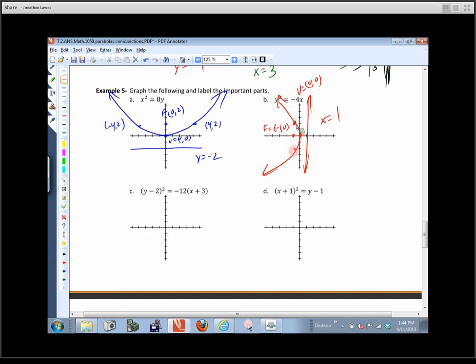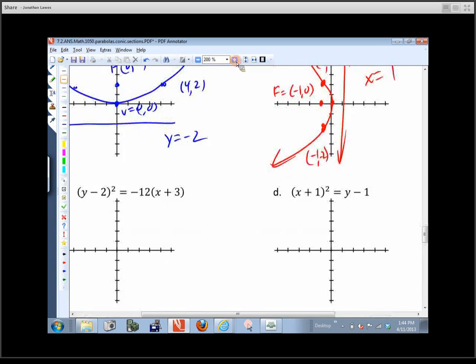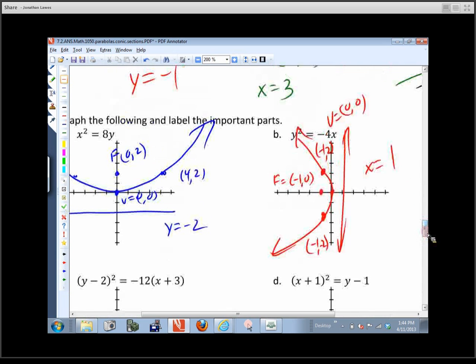And then I want to label the endpoints of the latus rectum. What do they have in common with the focus? What is it, Justin? Same x coordinates. So negative 1 here and negative 1 here. We went up 2, so this would be 2. We went down 2, so that would be negative 2. Okay, any questions? It's pretty fast, isn't it? Once you get the idea?